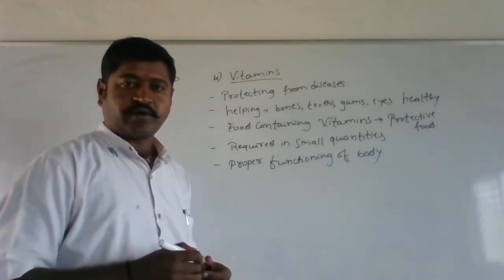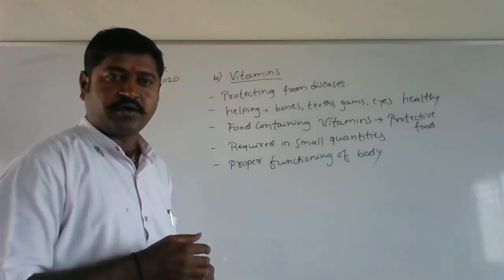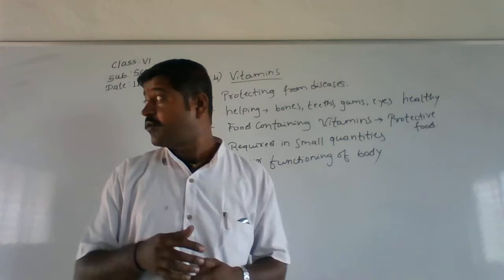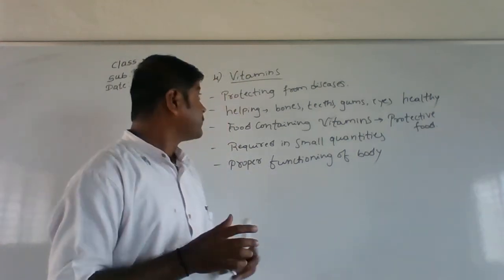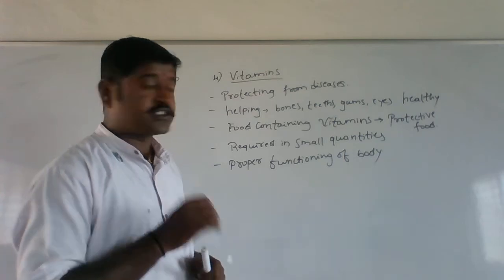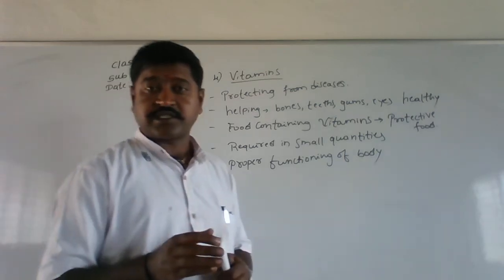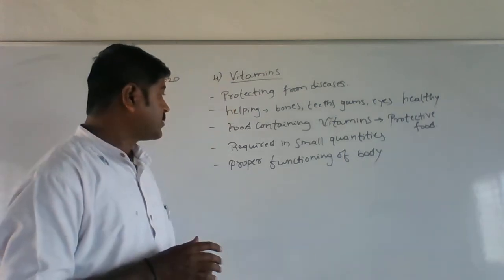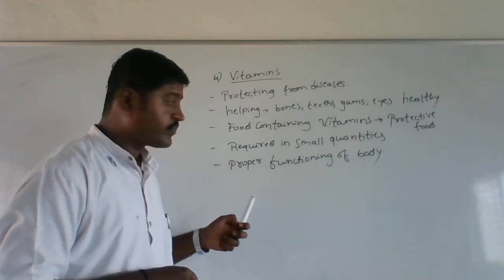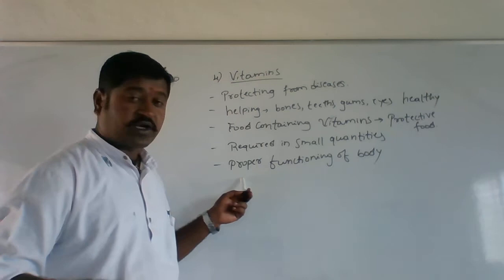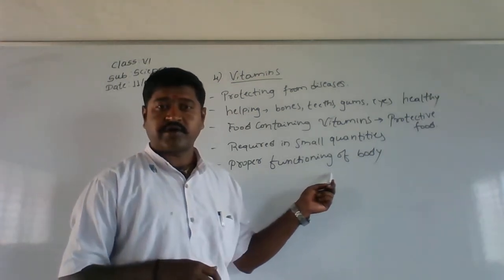Is this clear? Vitamins help in keeping our bones, teeth, gums and eyes healthy. Then they protect us from diseases, and foods containing vitamins are said to be protective foods. Vitamins are required in smaller quantities by our body, and they look after the proper functioning of our body.